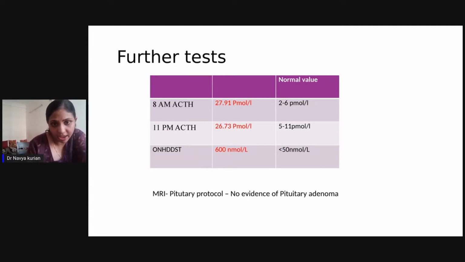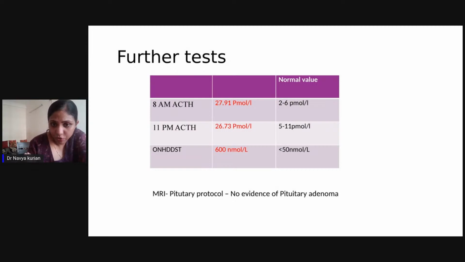So next we have to look for the etiology of Cushing's, that is, whether it's ACTH dependent or independent. If it's ACTH independent, it will be from the adrenal. If it's ACTH dependent, it can be either from pituitary or ectopic. So the next step will obviously be plasma ACTH levels. It was very high in our patient, suggestive of ACTH dependent Cushing's.